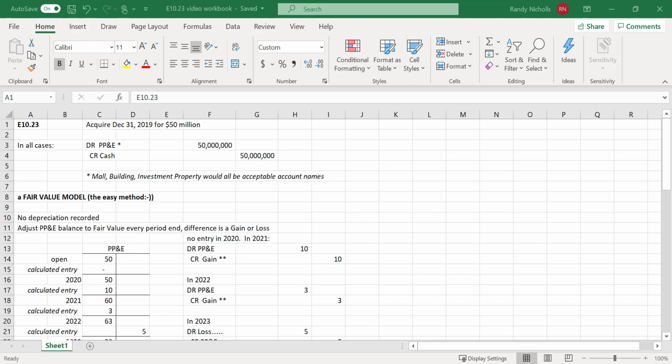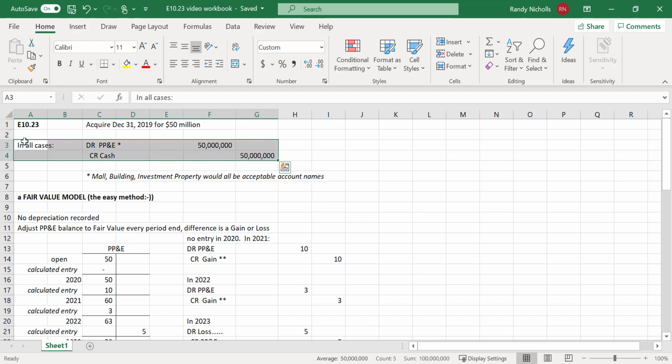I'll let you guys give it a read, but essentially what we have is we built a mall, we finished it December 31, 2019, and it cost us $50 million. So, in all circumstances, we're going to start with this journal entry. Debit PP&E 50 million, credit cash 50 million. Again, right? We built an asset.